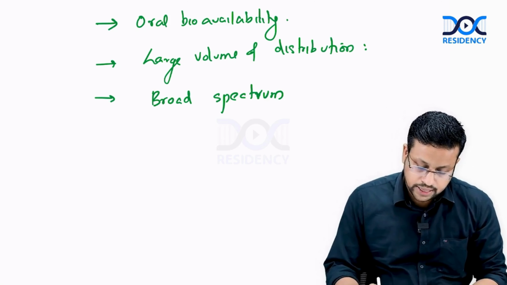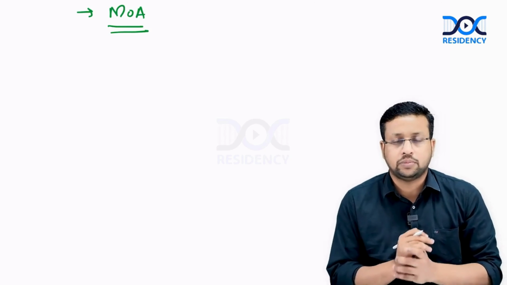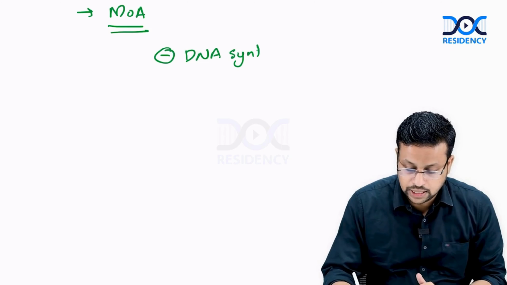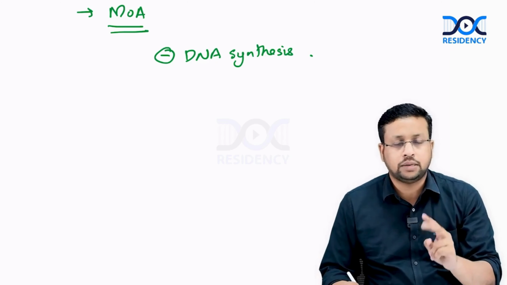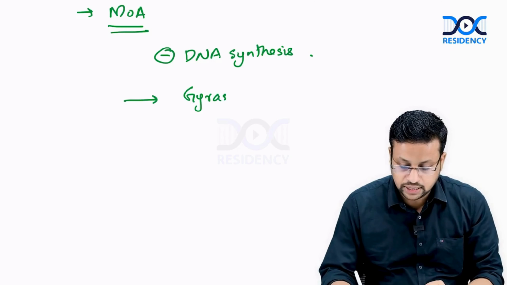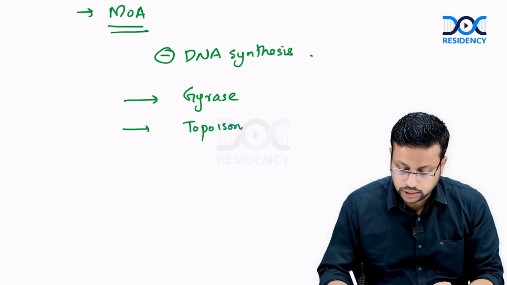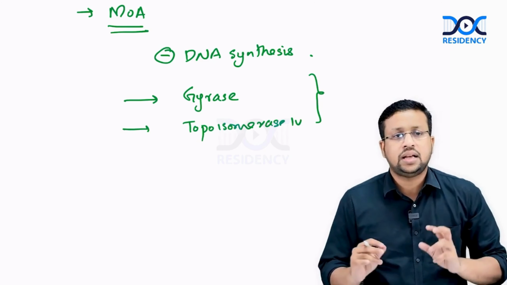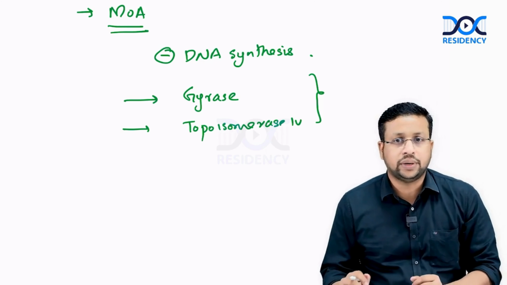Now, next is the mechanism of action. The mechanism of action of quinolones is by inhibition of DNA synthesis. And how do they inhibit DNA synthesis? They inhibit two enzymes which are involved in DNA synthesis. We just have to remember the names. One is DNA gyrase, and the second is topoisomerase 4. These two enzymes are required for DNA synthesis, and the fluoroquinolones inhibit their function, and as a result they inhibit DNA synthesis.